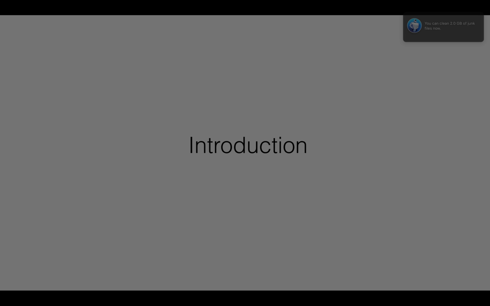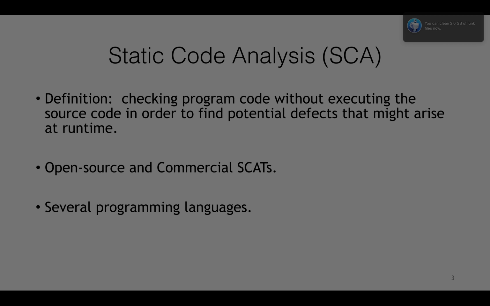First of all, we will go through the definition of the static code analysis process. From this slide, we can see that the main goal of the static code analysis process is to find potential defects in the program code without executing the source code. In order to automate this process, developers and programmers can use either open source static code analysis tools such as CPP-Check, or they can use commercial static code analysis tools like CodeSonar.